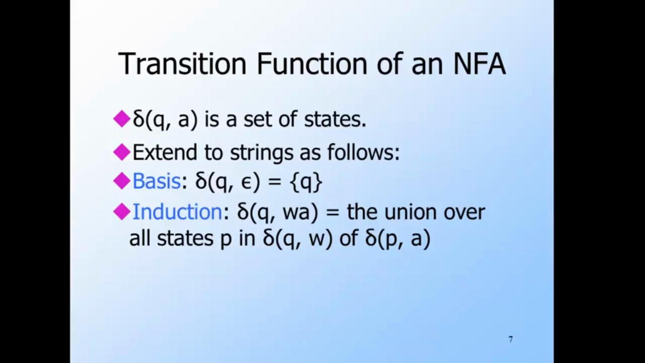The extension of delta to strings is a bit more complex. The basis is still easy. Delta of Q and the empty string is just the set containing Q, since the only state you can reach on no input is the state you are in. For the induction, suppose we start in state Q and we read string W followed by symbol A. We first compute delta of Q and W, the set of states you get from Q by following W. From Q, following paths labeled W, we might get to states P1, P2, and so on.